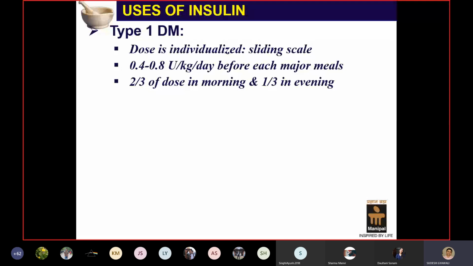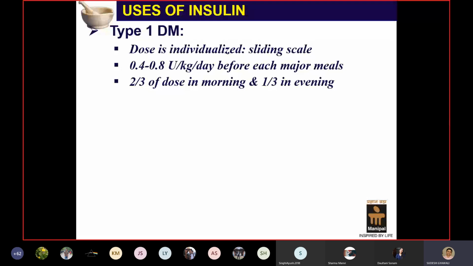Okay, so 151 to 200, 4 units. After that, on increase of reading by 50 numbers, the unit should be increased by 2. That is, if the reading is 151 to 200, we give 4. 200 to 250, we give 6. That means increase 2. Okay, and 251 to 300, we give 8 units, and 300 to 350, we give 10 units. And if it is more than 350, then we go for the insulin drip, the infusion.